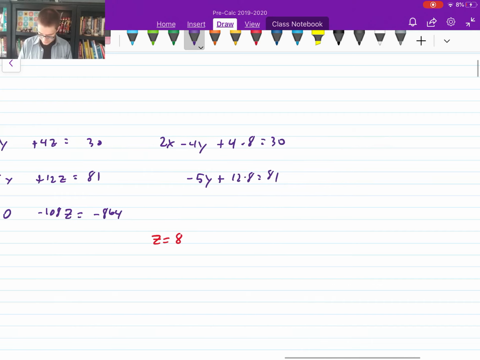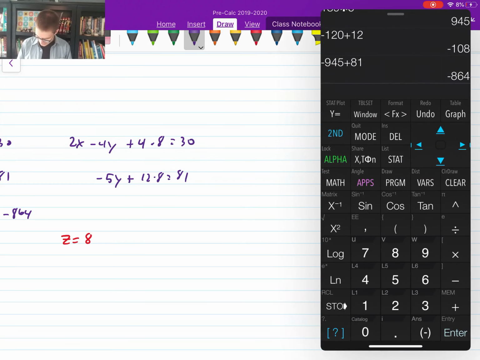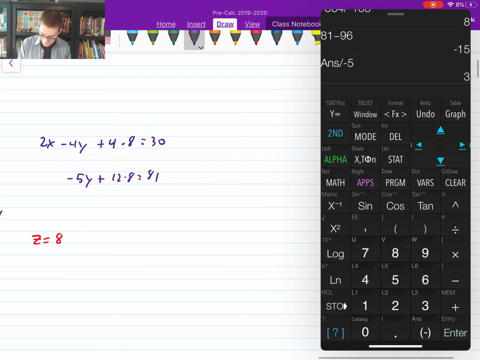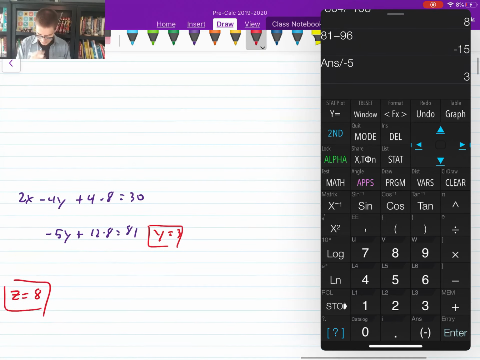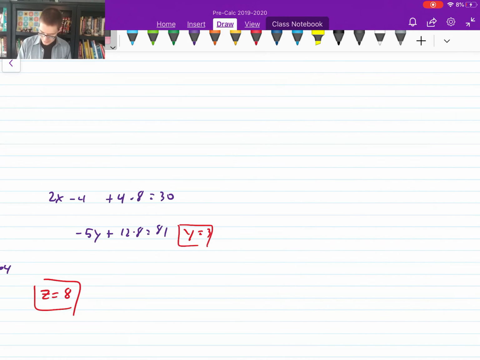Okay, now we can solve for y with the second equation. So 12 times 8 is 96. Oh wow, it's been too long. 96. So 81 minus 96 equals negative 15. Negative 15 divided by negative 5 is 3. So y equals 3. Okay, so z equals 8, y equals 3. We can plug the y in now for negative 4y, and this becomes a 3.